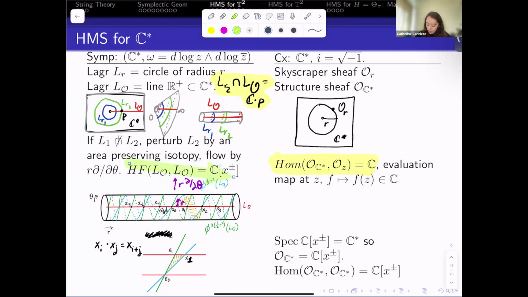Well, that's interesting. Homs of the L0 Lagrangian with itself corresponds to that the structure sheaf functions on C star are C of x plus minus, polynomials in x. And we can also divide by x. So rational functions where we can divide by powers of x because we don't have 0. So we don't have to worry about dividing by 0.